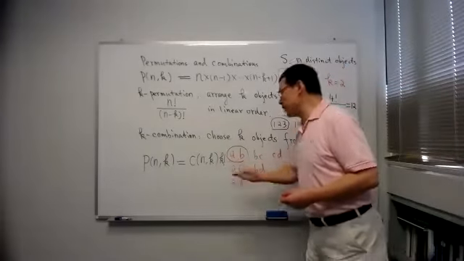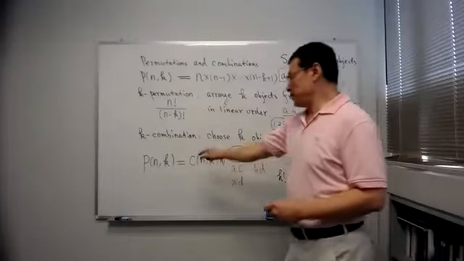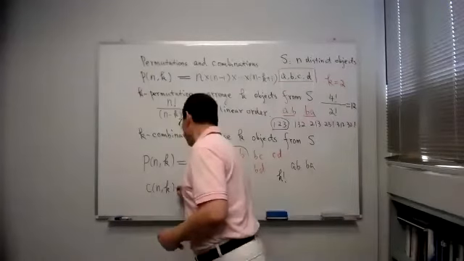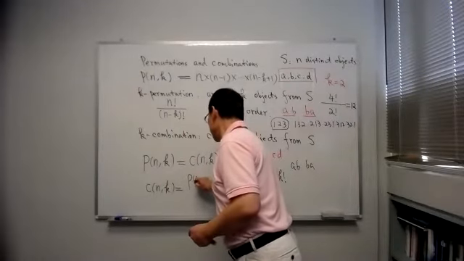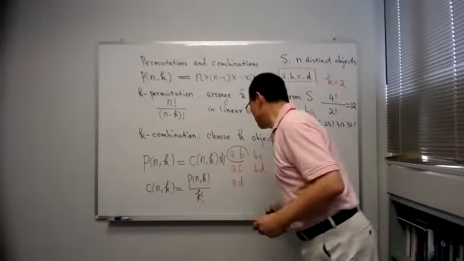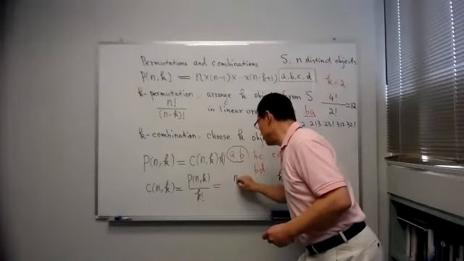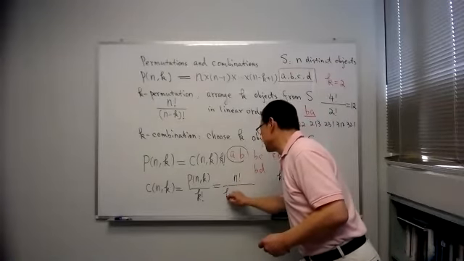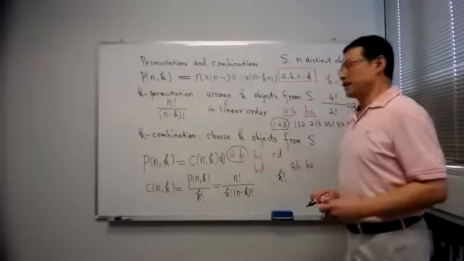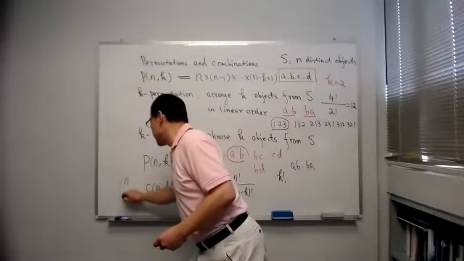So that gives us a relation between combination and permutation. From here, we know that n choose k equals P(n, k) divided by k factorial, which is the same as n factorial divided by k factorial times n minus k factorial. Another common notation for this one is n choose k.